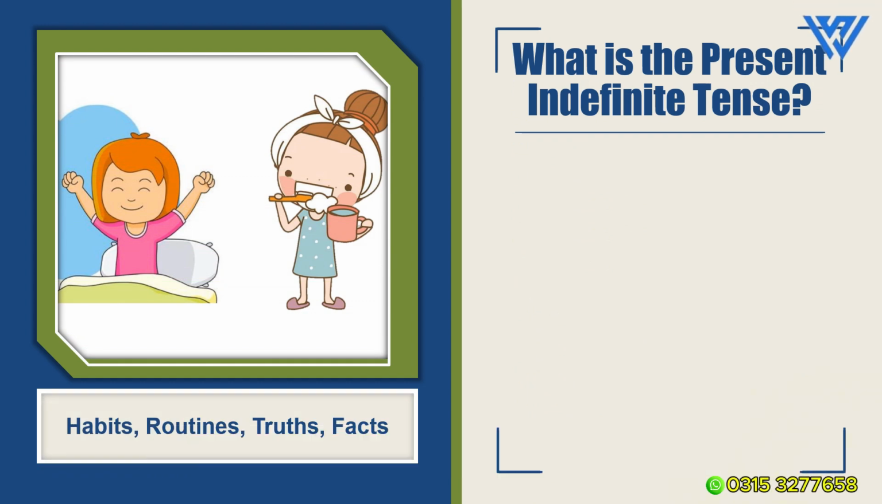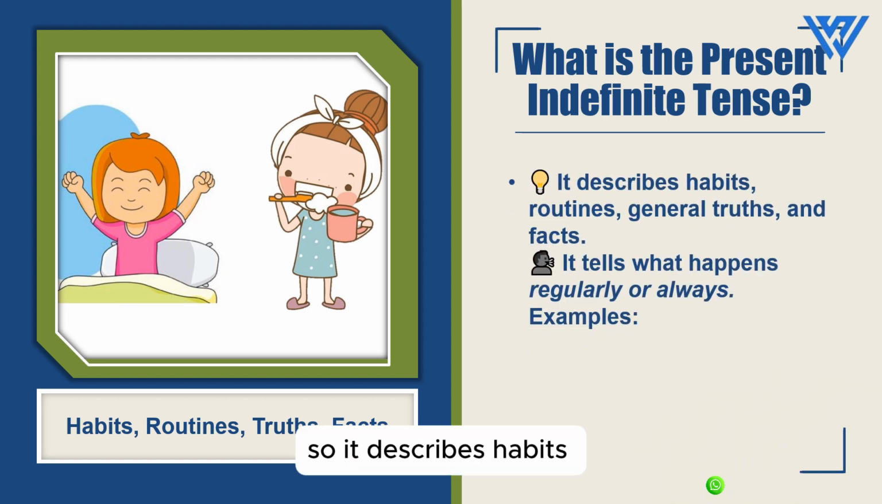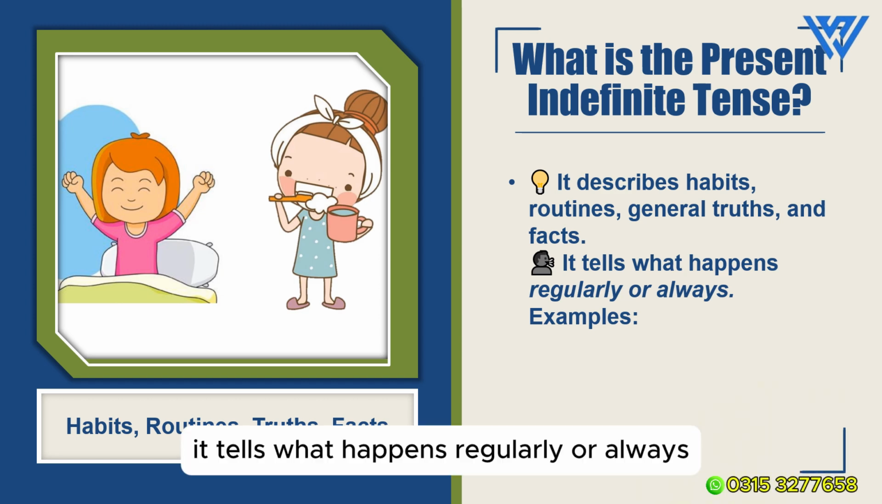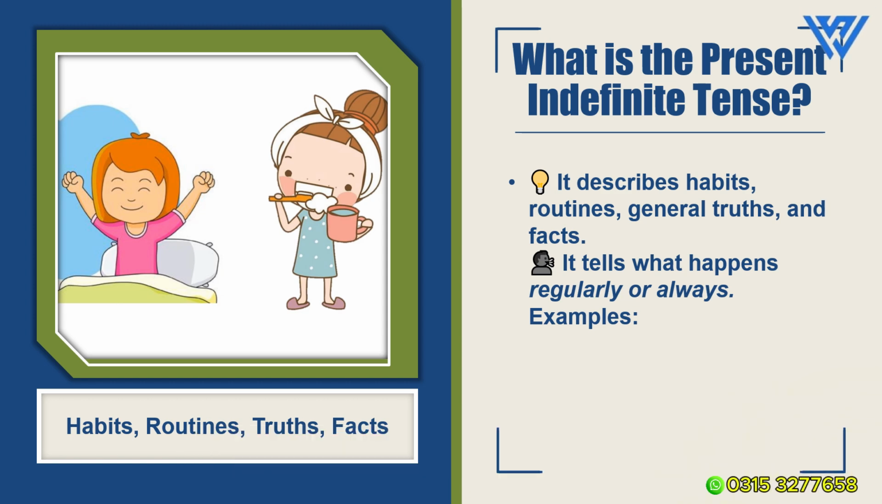क्या है present indefinite tense? किन situations में use होता है? So it describes habits, आदतें बताता है, routines, वो चीज़ जो हमारी routine का हिस्सा है, general truths, जो आम तौर पर सब जिसको सच मानते हैं, and facts, और वो हकीकतें. It tells what happens regularly or always. कोई चीज़ जो आमतौर पर होती है या हमेशा होती है उसे आइडेंटिफाई करने के लिए, उसे बताने के लिए हम present indefinite tense यूज करते हैं.